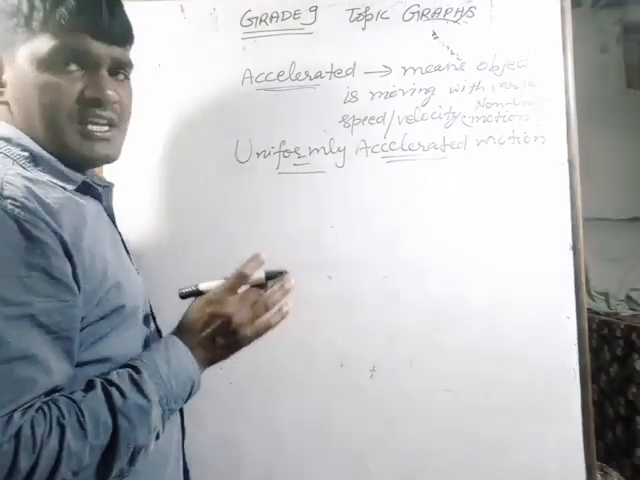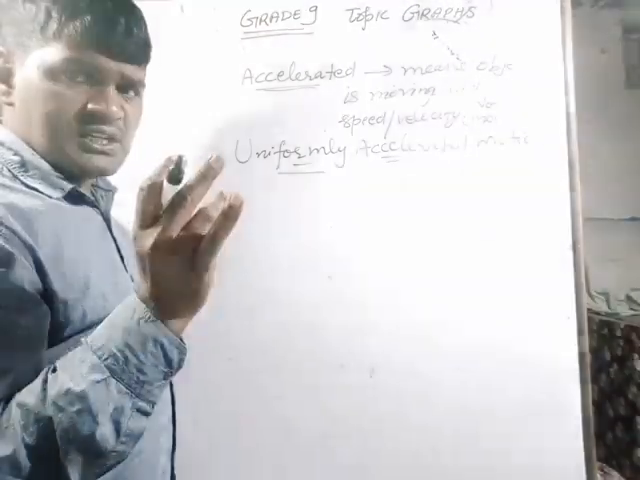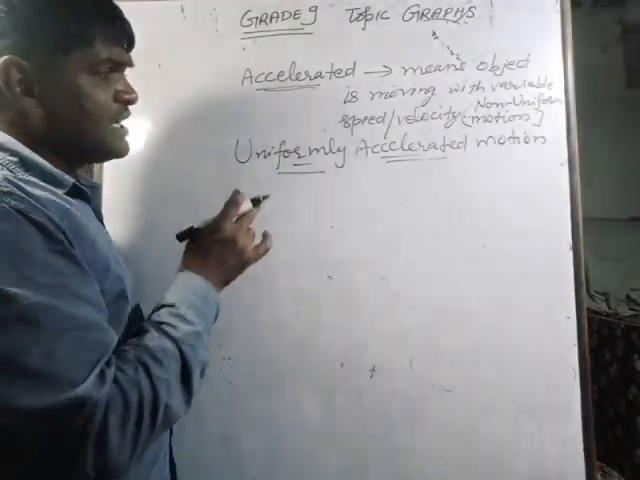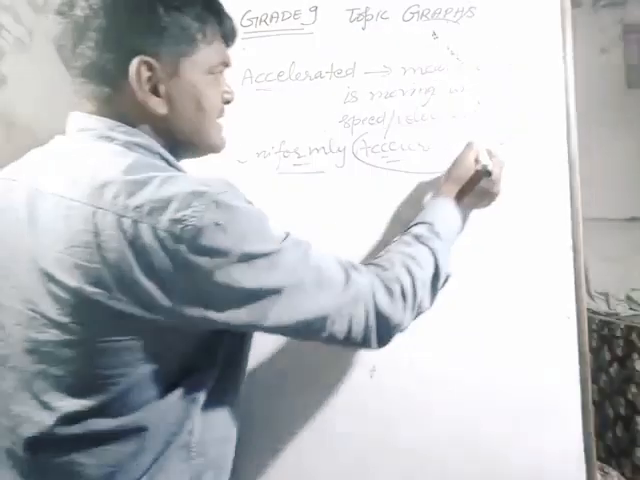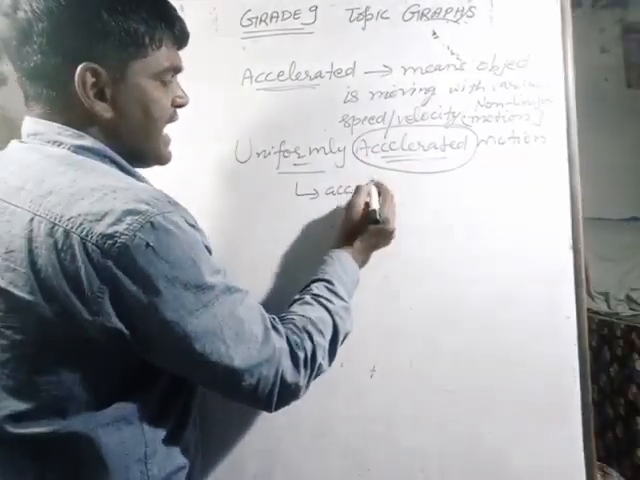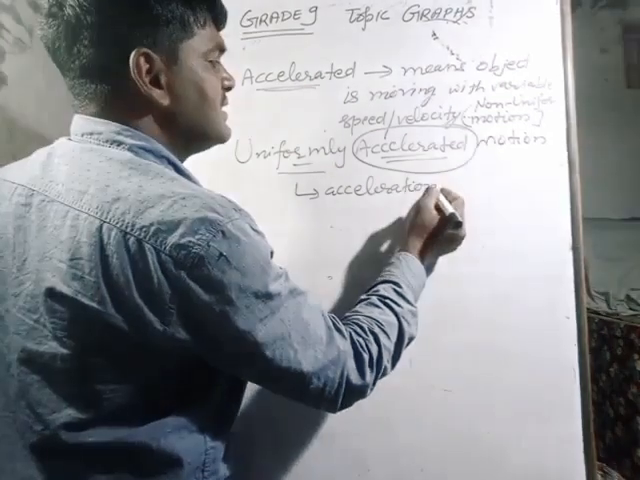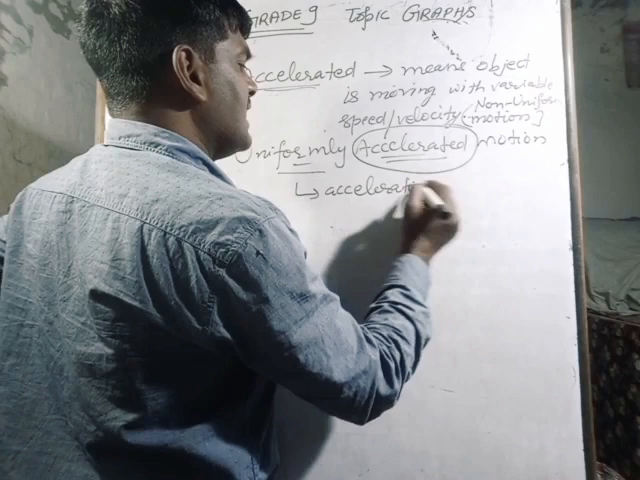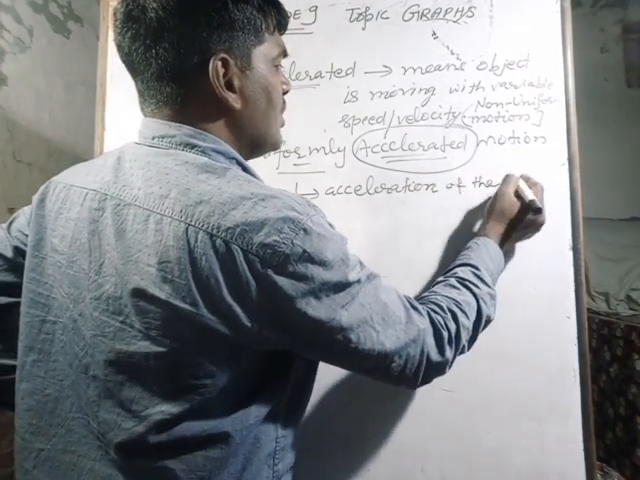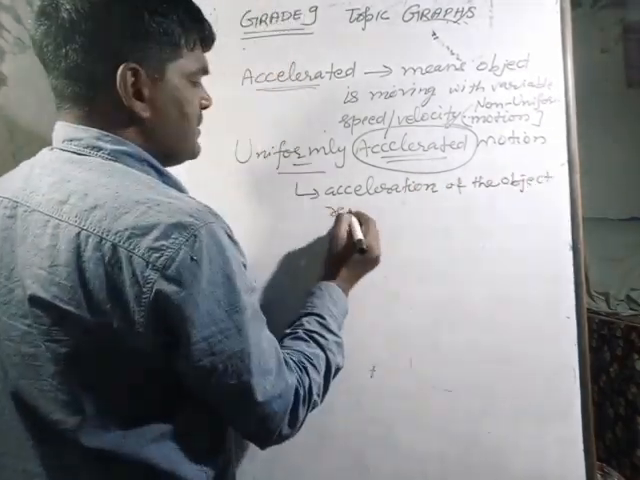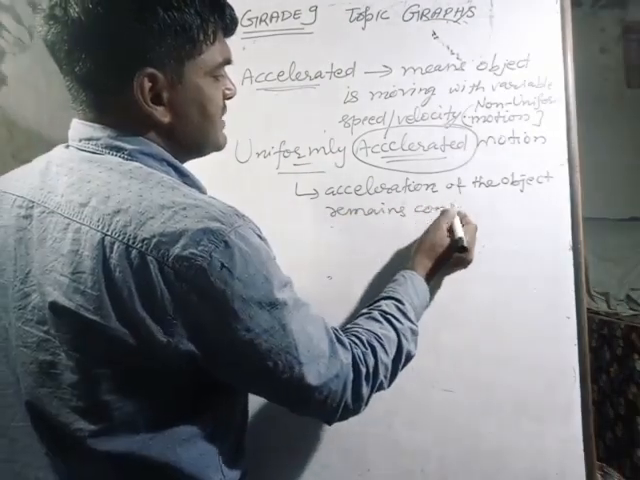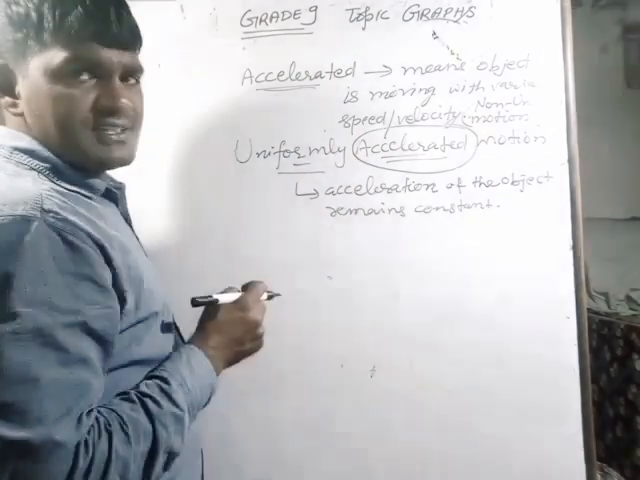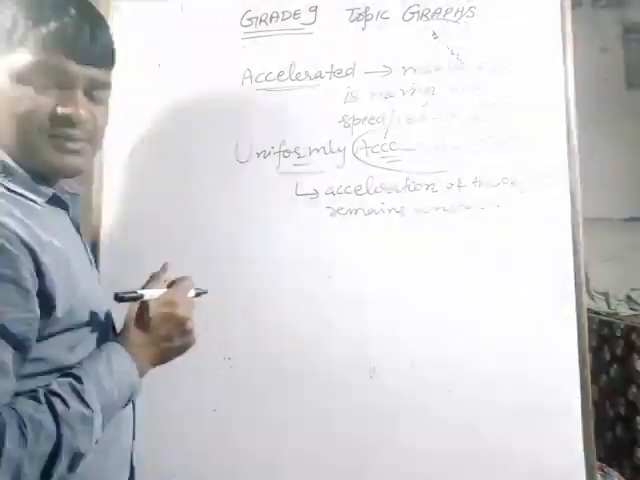We have learnt that in case of uniform motion, the quantity that was constant was speed or velocity. But in case of uniformly accelerated motion, acceleration should remain constant. So the motion in which the acceleration of the object remains constant, we can say we are talking about uniformly accelerated motion. How may acceleration remain constant?